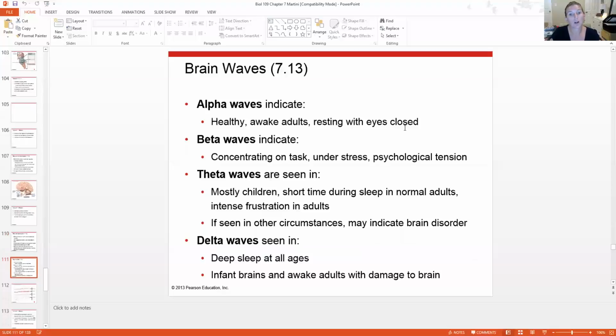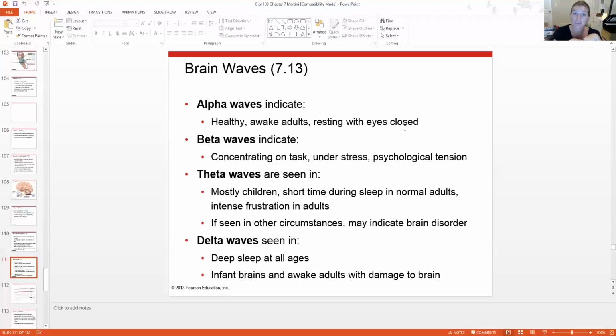Alpha waves are normal, healthy, awake brain waves. You can also be resting with your eyes closed and alpha waves will still be there. Beta waves are usually emitted when you're under stress. You're nervous, you got to study, you got all this stuff to do, oh my gosh, and this is that franticness that goes on in your brain, and those can be detected as beta waves. They're slightly different than alpha waves.